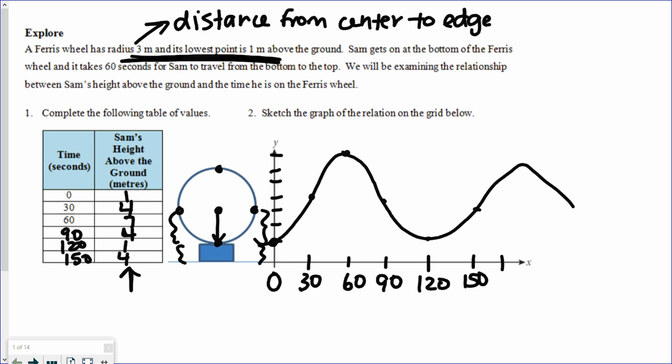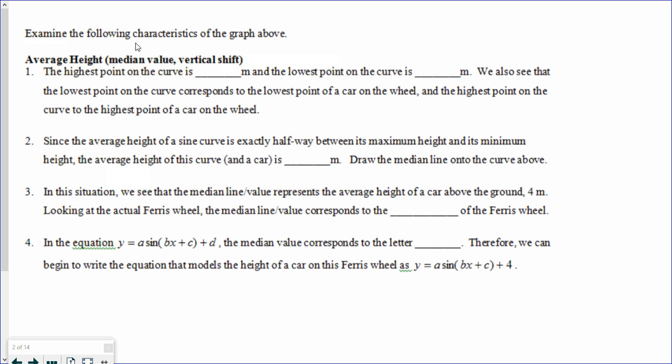Got a little weird at the end there, but that should represent our data quite well. So, examining the characteristics based on that graph. The highest point on the curve, just looking at it, we're not really calculating yet, was at 7 meters, and the lowest point on the curve was at 1 meter. We also see that the lowest point on the curve corresponds to the lowest point of a car on the Ferris wheel, and the highest point is the highest point of the car on the Ferris wheel.